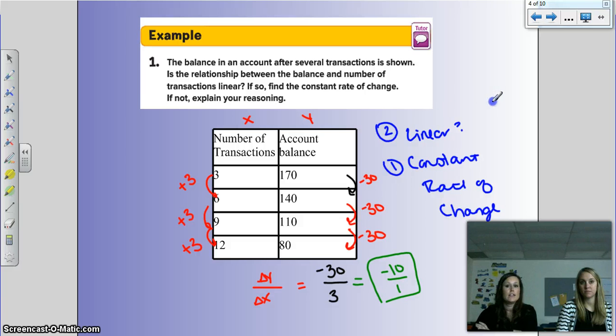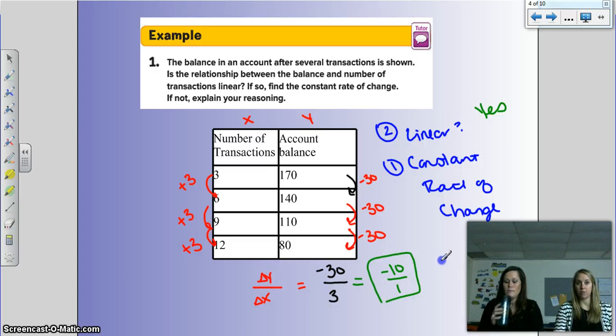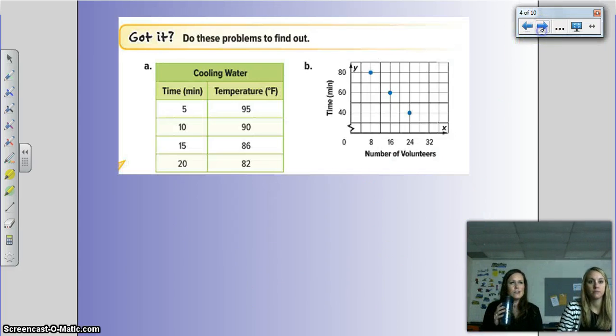And would that indicate that it's linear? Yes, it is, because there is a constant rate of change. Notice what she did here. She related this to a real world problem. It's going down by $10 every transaction. That's called interpreting the rate of change, or interpreting the slope, which we'll talk about in several more lessons. So you're just making it real.